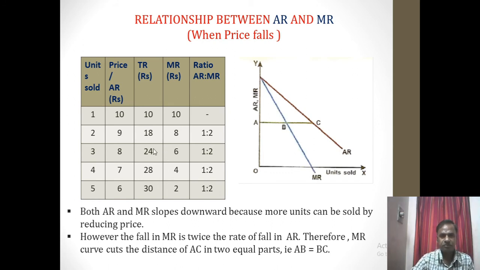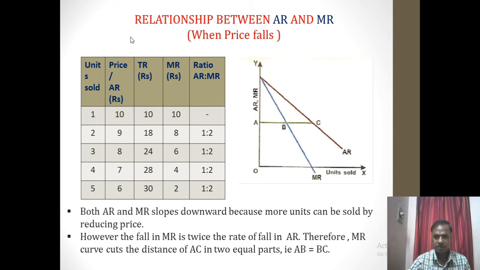You see here. The fall in AR here is only 1. Here the fall in MR is 2. That I wrote here as 1:2. Fall in AR is 1, that is the difference between 9 and 8; the fall in MR is 2, between 8 and 6, and 6 and 4. You can see here the fall in MR is twice the rate of AR. Two important observations. One is when the price falls, AR and MR fall. Second, when the price falls, the fall in MR is twice the rate of AR.